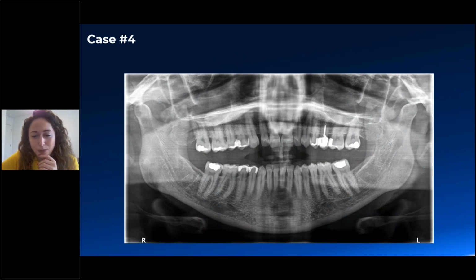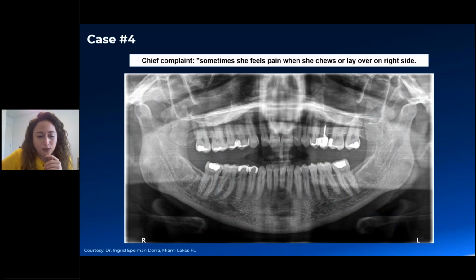Okay, case number 4. I got this case a few years ago where this is the only pan we had, and Carestream will kill me if I don't say this pan was not taken by a Carestream machine. We can see that it's a poor quality pan, has poor positioning, but it's still diagnostic. We can still see what we need to see.